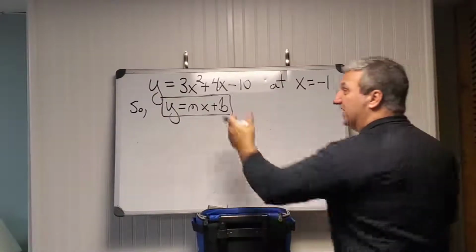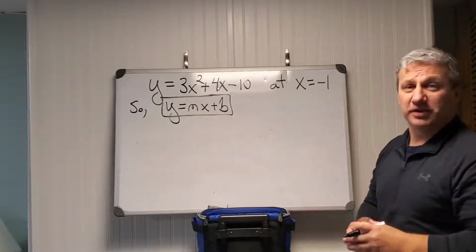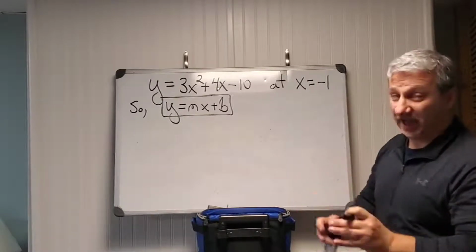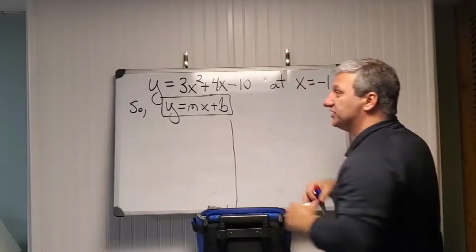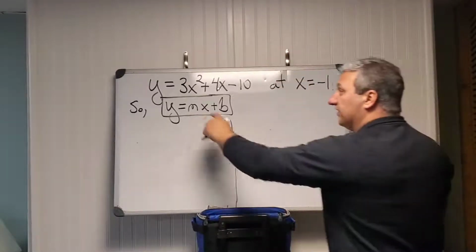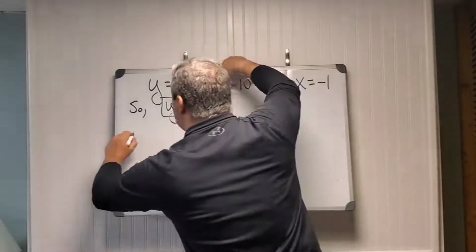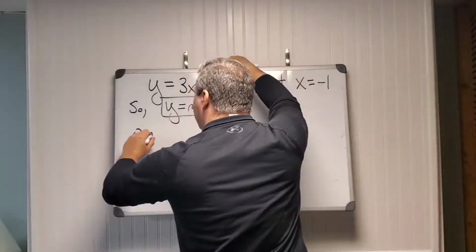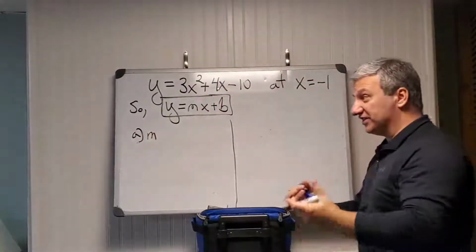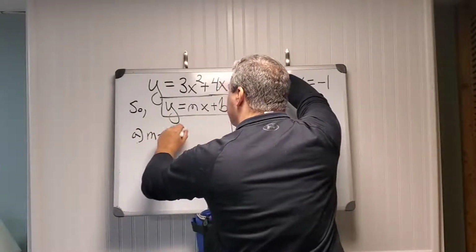So if you give me the m, the slope, and the b, the y-intercept, you found your equation of any line. Now this is a tangent line, so it has a very, very special slope. The slope of the tangent line, ding, ding, ding, ding, is the derivative. So what we have is step A, I want to find the slope.